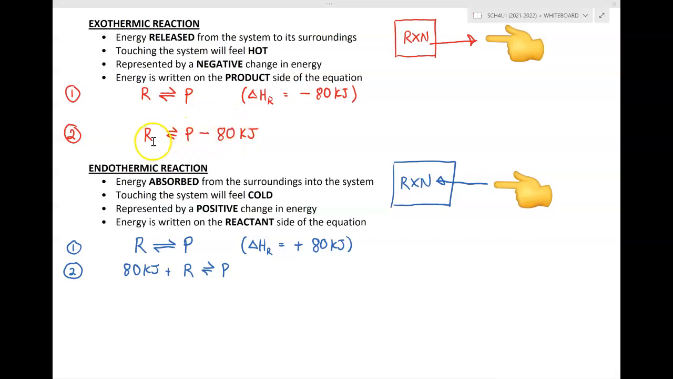So what's really happening is your reactants are being converted to products, and not only are you making products, but you're also creating energy. So adding energy. So in addition to the products that are being created, you're also creating energy or releasing energy from the system into its surroundings. Similarly, in an endothermic reaction, we have energy as a reactant. It is a requirement. In order for the reactants to turn into products, I have to add energy into the system. So because I'm adding energy into the system, 80 kilojoules must be a reactant, or written on the reactant side, it is a requirement in order for the reactants to turn into products.